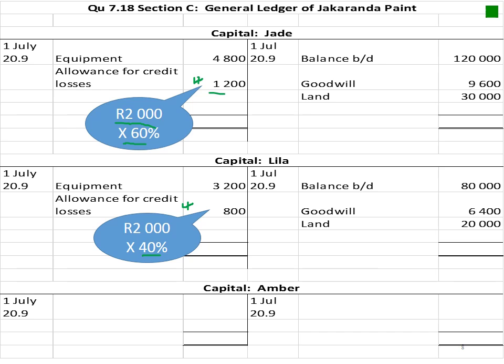So again, what we've done here is we've taken the reduction in the value of debtors, and we've actually debited that reduction to the two partners' capital accounts who were in the partnership before the new partner joined. So now in the capital accounts of Jade and Lila, we've got their original balances plus the adjustments for the value of the assets at the time when the new partner joined.